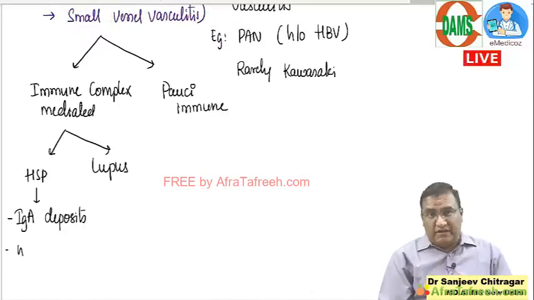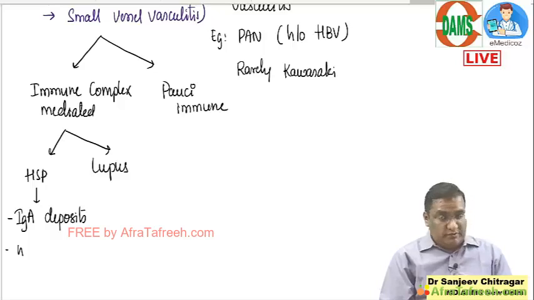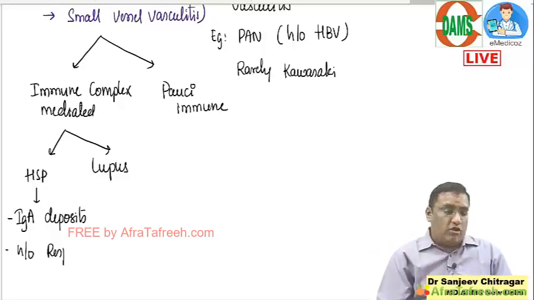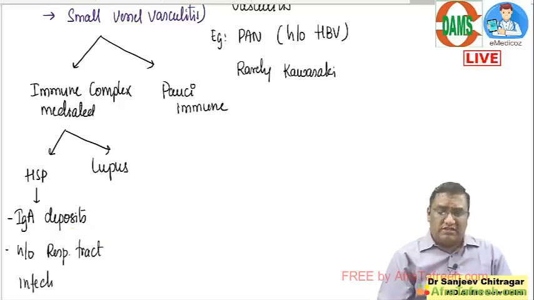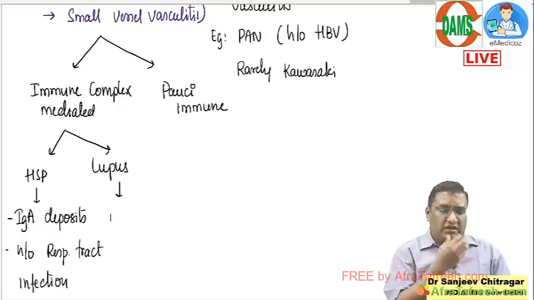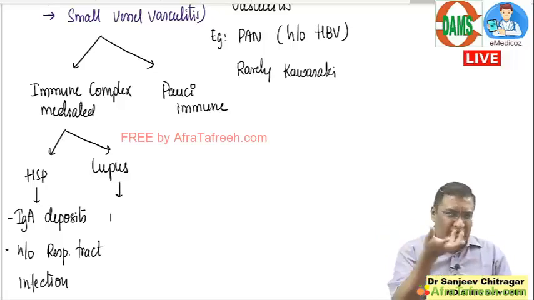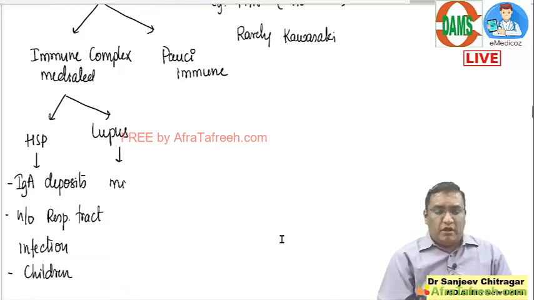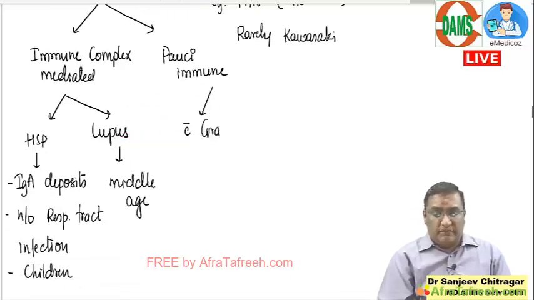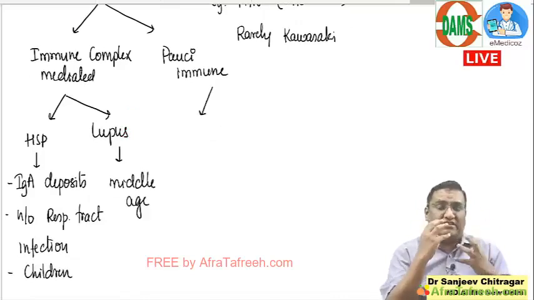In HSP, IgA deposits will be seen. So there will be history of elevated IgA in the blood or deposits. Then also they will give you history of respiratory tract infection, and usually it occurs in children, by the way, HSP. Other than that, petechiae, purpura, abdominal cramps, anywhere it can happen. Children history will be there in HSP. Lupus will be middle age females, reproductive age group females. They would have given a butterfly shape, malar rash, etc.